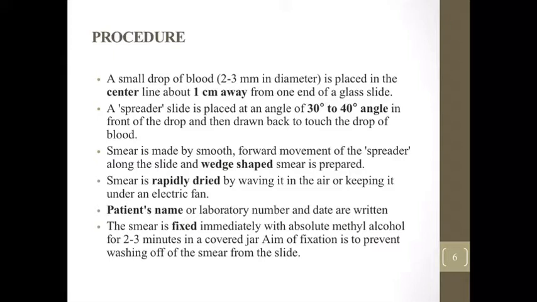Now a spreader slide is placed at an angle of 30 to 40 degrees in front of the drop and then drawn back to touch the drop of blood. Now the smear is made by a smooth forward movement of the spreader along the slide, and a wedge-shaped smear is prepared. The smear should be dried rapidly by waving it in the air and keeping it under the electric fan.